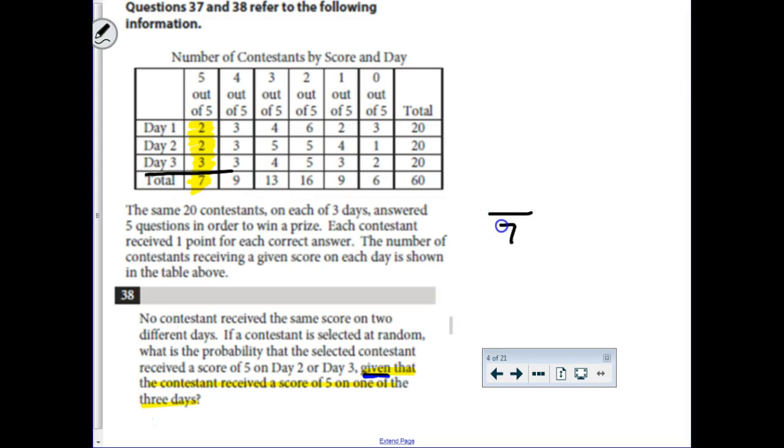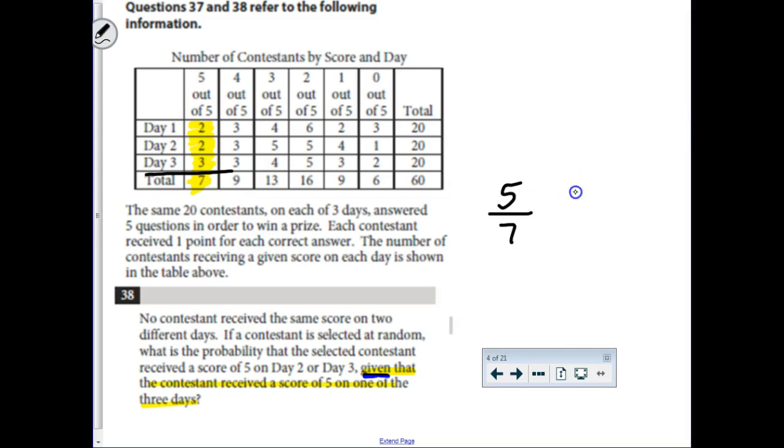It's out of 7, right? Whenever they have this given condition in probability, it changes the way that your data is broken up. So out of those people that I highlighted, what is the probability that they received a score of 5 on day 2 or on day 3? So add up my 5s from day 2 and day 3. How many are there? 5. The answer is 5 over 7.